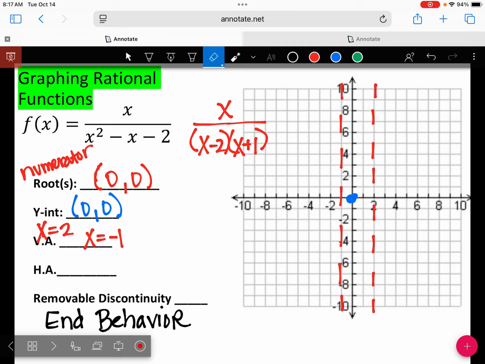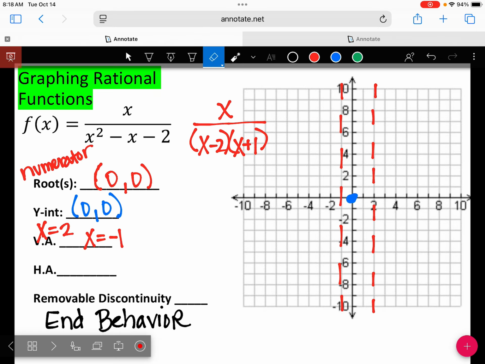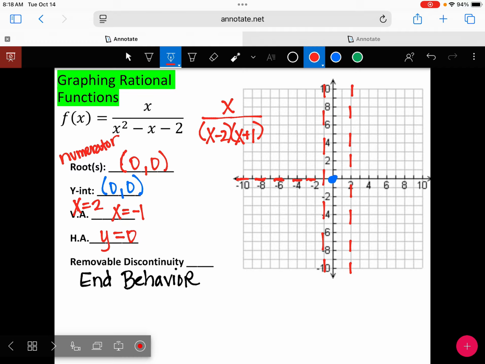All right, is this top heavy, bottom heavy, or balanced? Bottom heavy. And who remembers when it's bottom heavy, what is the horizontal asymptote? 0. So I'm only going to draw that in on the edges. End behavior means you don't do anything in the middle. It's only on the ends.